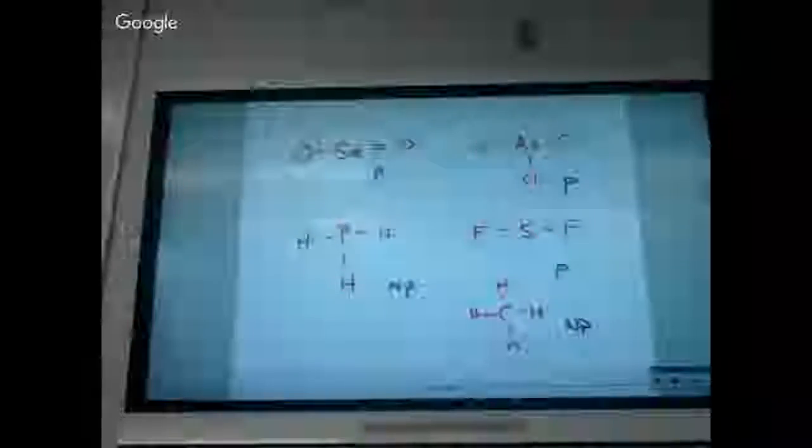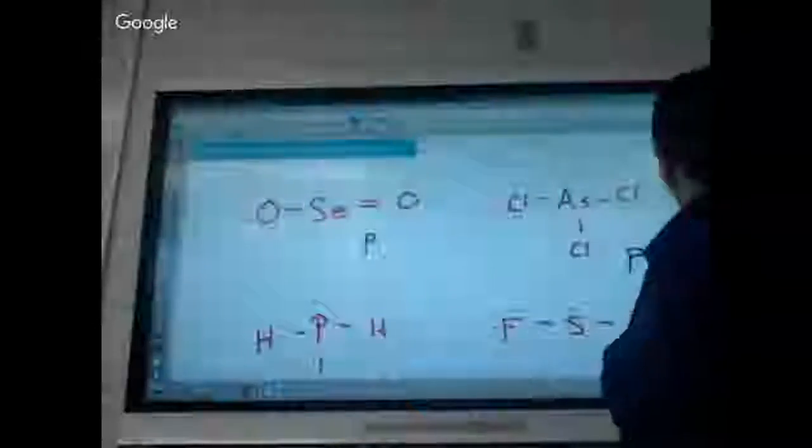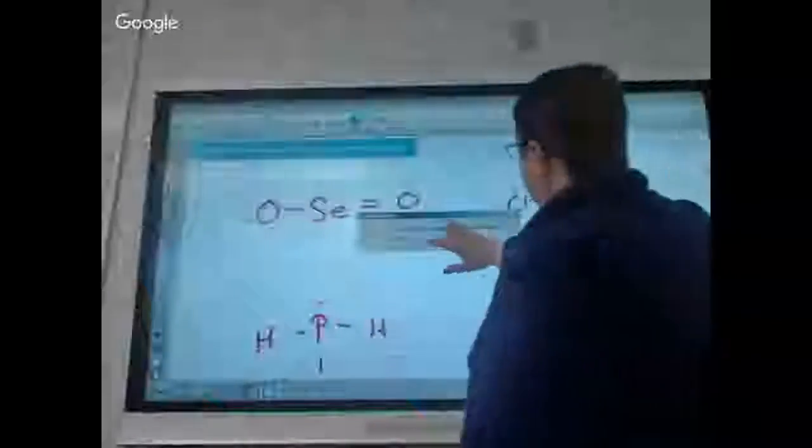Anybody else? Question on the homework. Fabulous. You need a periodic table. If you would prefer to have your electronegativity table, you may have it, or you may just have your orange table. Doesn't matter to me which one, but you need a periodic table.